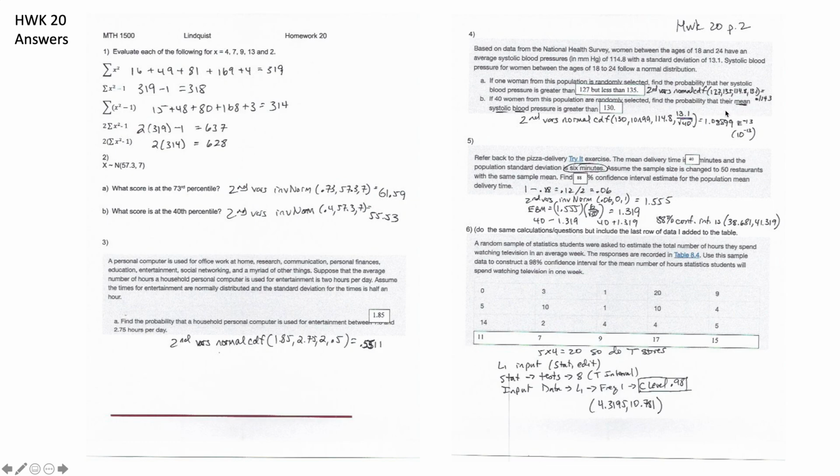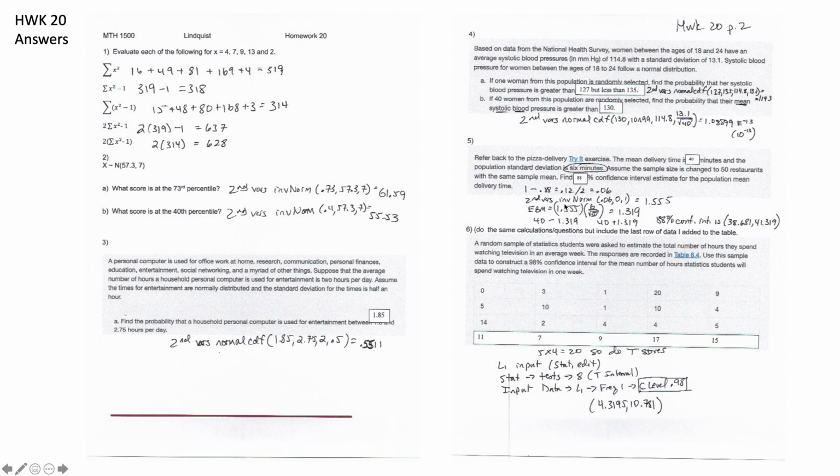Now, what's different about letter B? What's different about letter B is they're talking about a mean systolic blood pressure, and they give you a sample size, namely 40 women. When that happens, we're talking about central limit theorem, and we're going to do 2nd Var's normal CDF, 130, and you want to be greater than that, so we always go 10 to the 99th. My mean stays the same, but my standard deviation goes to the standard error, which is 13.1 divided by the square root of 40. You always have to remember to divide by the square root of n. Punch that in, and you get an extremely small number, 1.08899 e to the negative 13. That's like 10 to the negative 13.